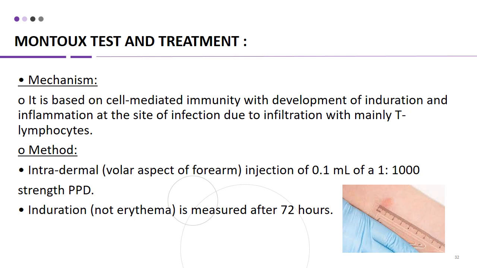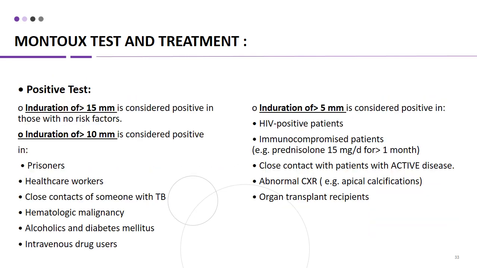What is the mechanism of Mantoux test? It is based on the cell-mediated immunity with the development of induration and inflammation at the site of the injection due to infiltration with mainly T lymphocytes. So how do we do it? There will be intradermal injection of 0.1 ml of a 1:1000 strength PPD on the volar aspect of the forearm. Induration but not erythema. That means you have to see the bump, not the reddish discoloration. It is measured after 72 hours of the injection.